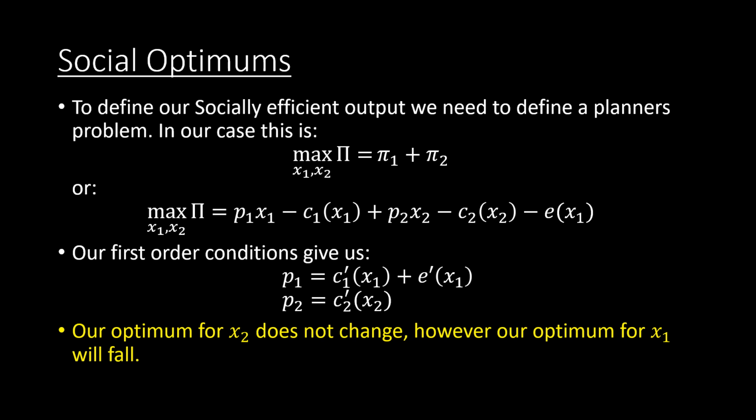Rewriting this planner's problem and then taking their first order conditions, we see that we go and get another set of optimality conditions. We see that the optimum for firm 2 does not change. However, our optimum for firm 1 will fall simply because we have another cost component here, which is going to include the marginal damage caused by firm 1 to firm 2.